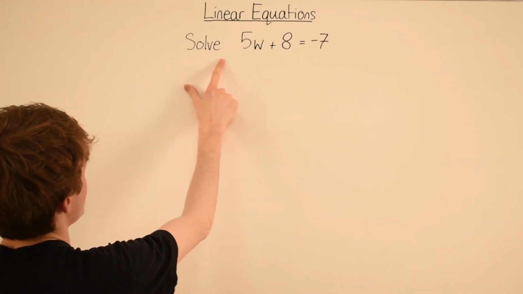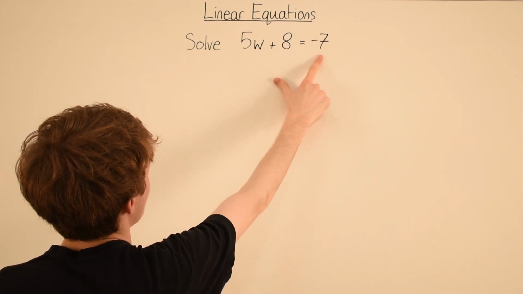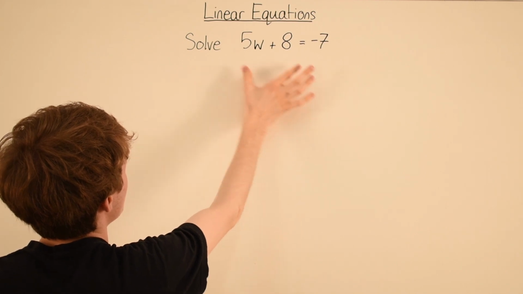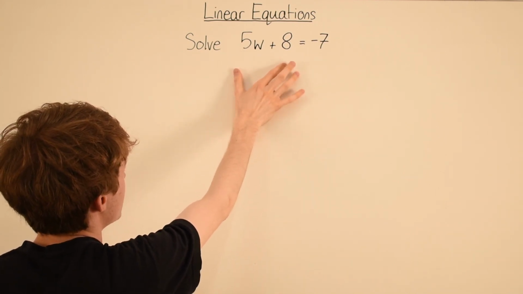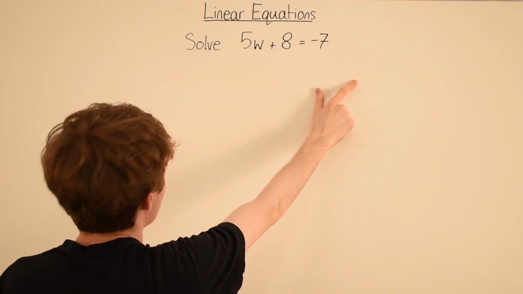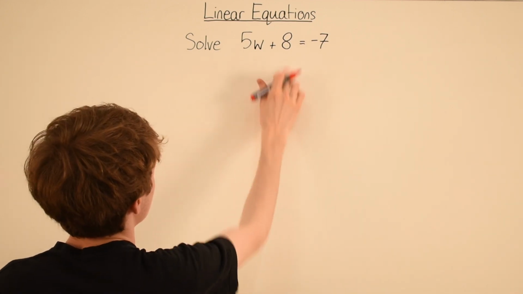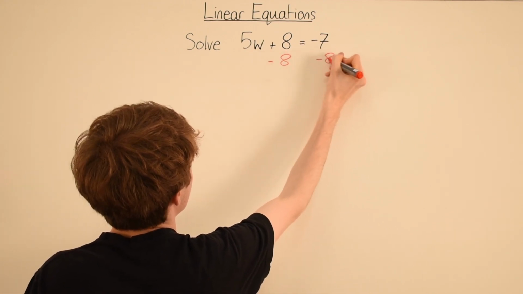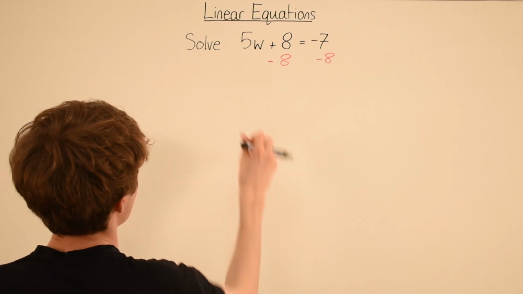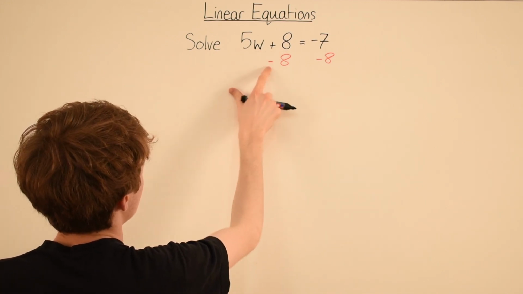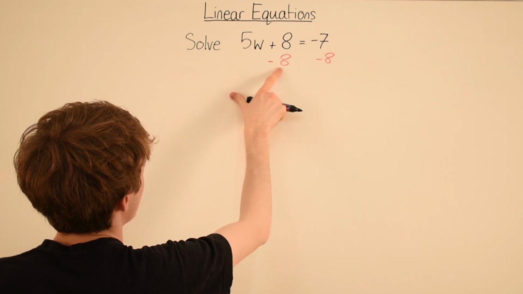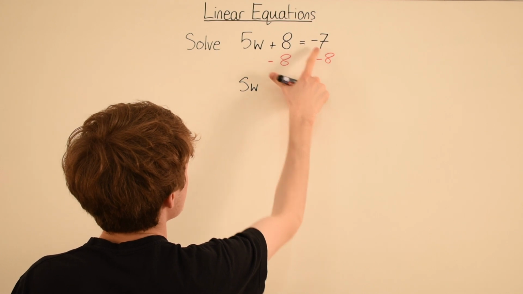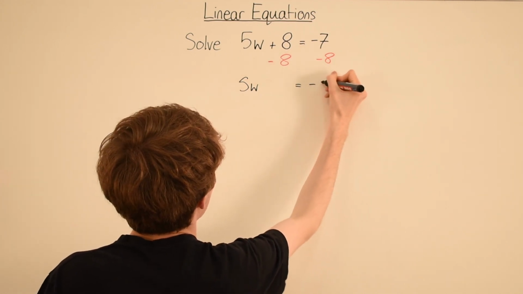Okay, so in this example we're asked to solve 5w plus 8 equals minus 7. In this case, solve means we need to find w. So we need to make sure that everything involving w is left on the left hand side, and anything not involving w is moved to the right hand side. So we've got a plus 8 here, which isn't to do with w. So if we subtract 8 from both sides of the equation, on the left hand side we've got 5w plus 8 minus 8. Now plus 8 and minus 8 cancel out. So what we're left with is 5w equals minus 7 minus 8, which is minus 15.